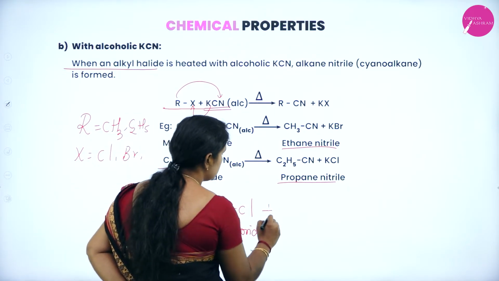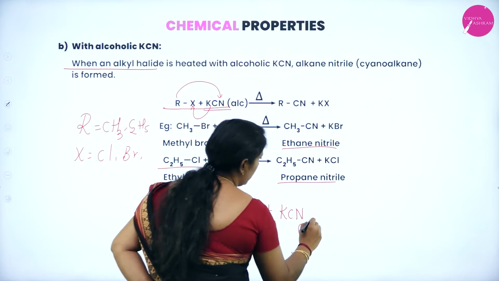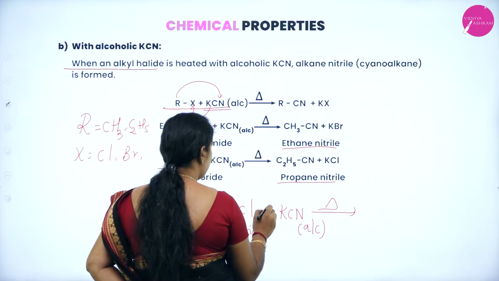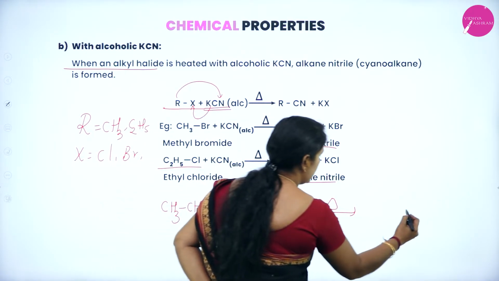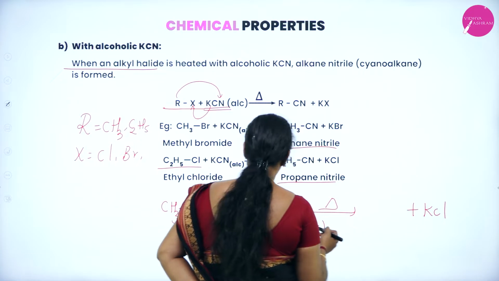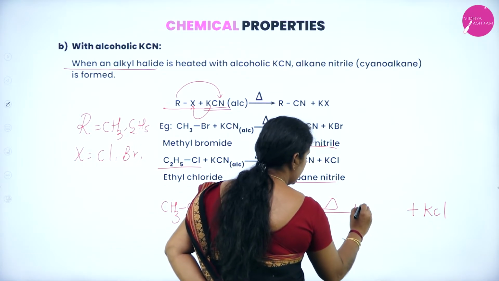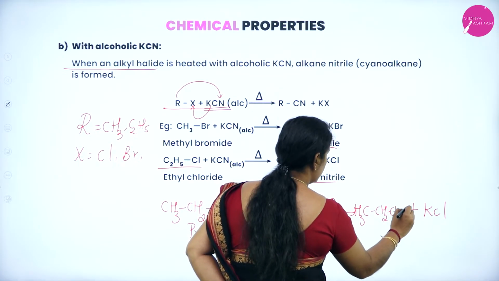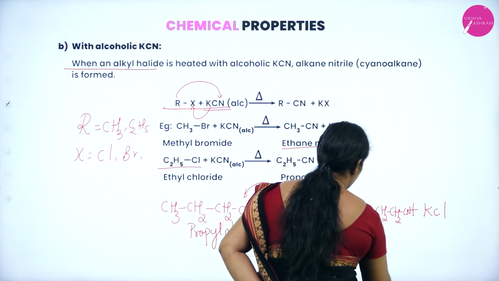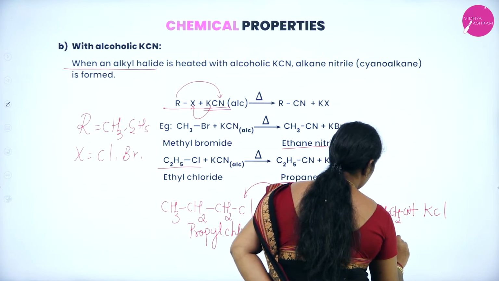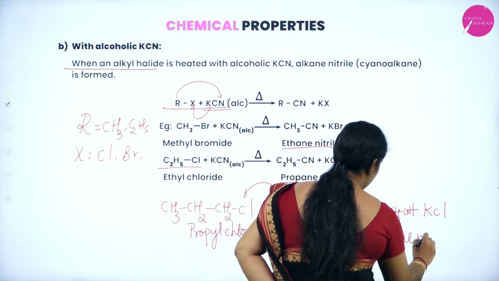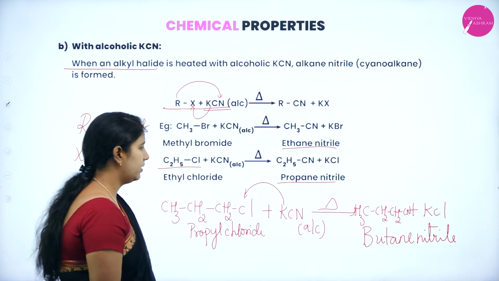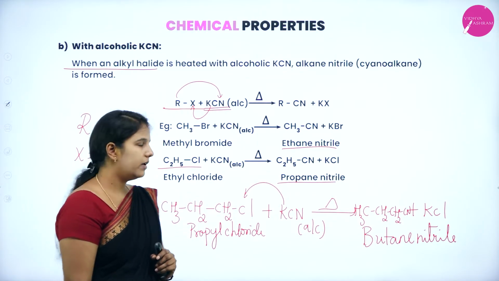In the presence of alcoholic KCN, upon heating, what does it form? K combines with the Cl to form KCl, potassium chloride, and this forms CH3CH2CH2CN. This is butane nitrile. This is how we can write the reaction.